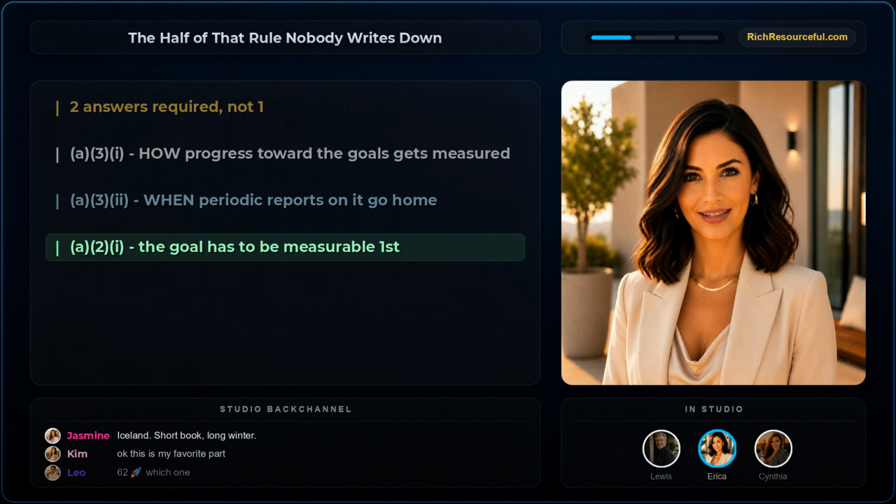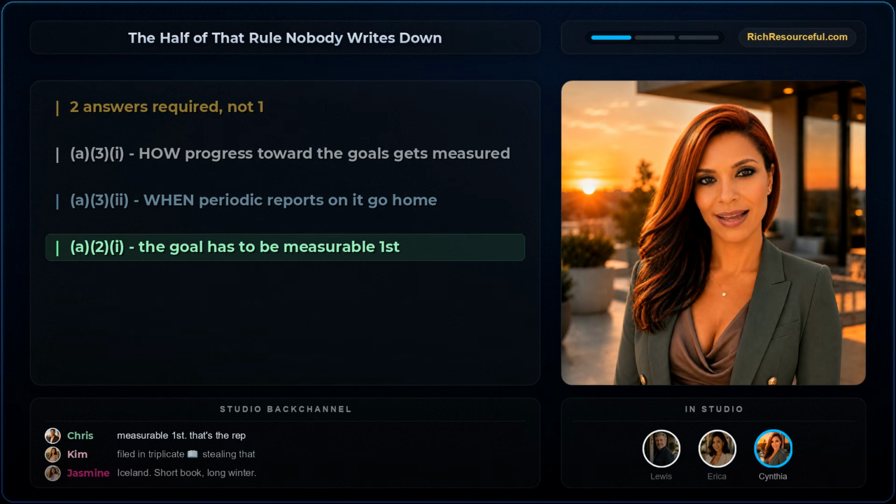Measurable first, then how it gets measured, then when it gets reported. That order, every time. Let's talk about the packet though, because that's where this goes sideways. Your district handed you something in August with a logo and a revision date and a box for everything. So it felt like the law, since it arrived wearing the same face the law arrives with.